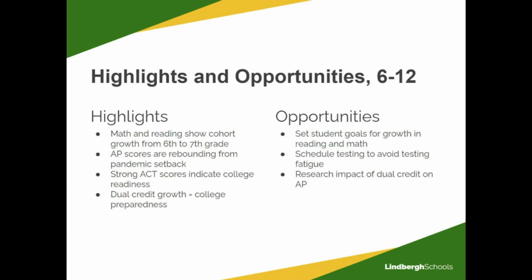So, as I mentioned, just to summarize, we did see some strong cohort growth despite the strange conditions in which we've been learning. We're definitely seeing a rebound on our AP scores after the pandemic dip, which is great. Really strong ACT scores that continue to indicate college readiness, and then that dual credit growth just really tells its own story. We know that equals college preparedness, and in addition is just such a great financial gain for our families.